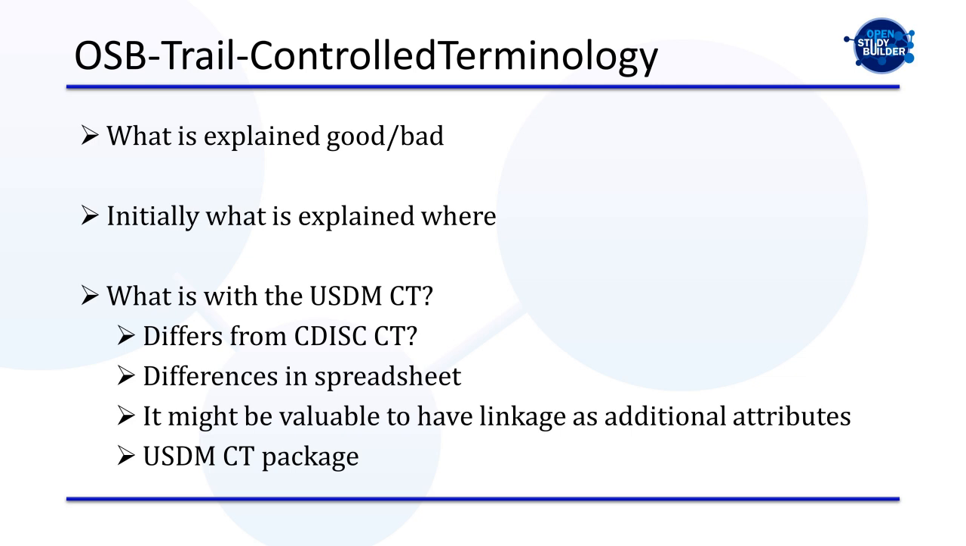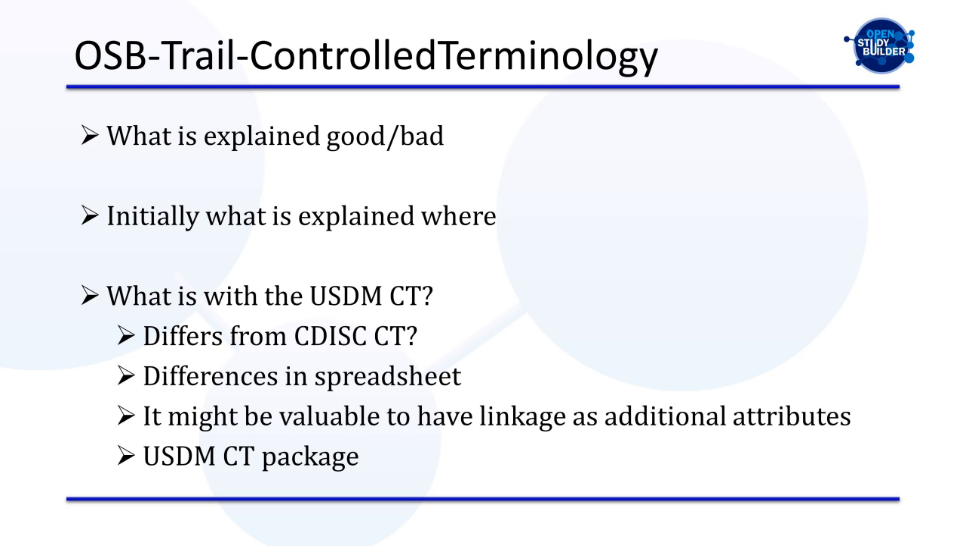The next thing is, what is explained well and what badly? We would like an overview of where exactly you would like additional examples. We can look into this, so we definitely need feedback here. We would also like an overview of what is already explained and where, because we have multiple documentation places. So where exactly do we have content for controlled terminology?